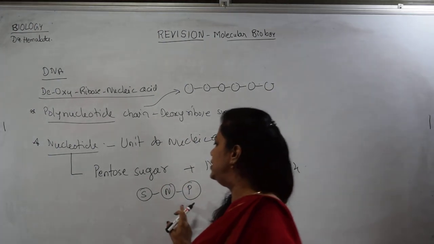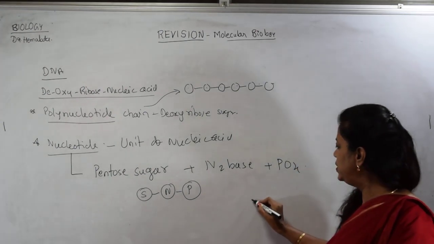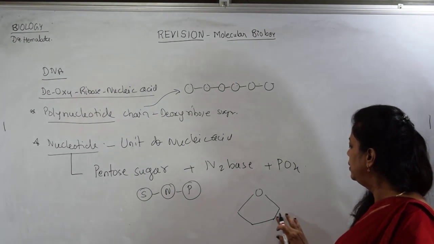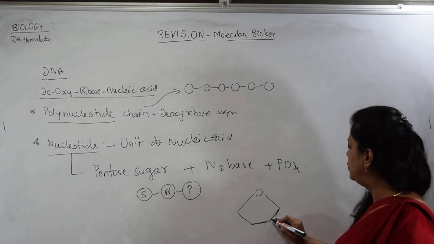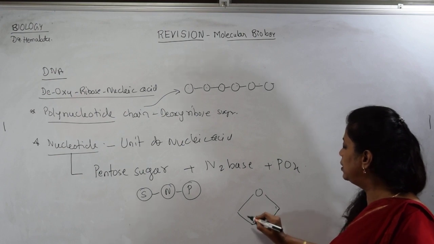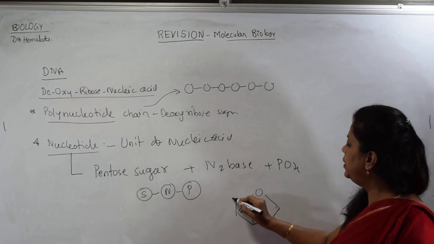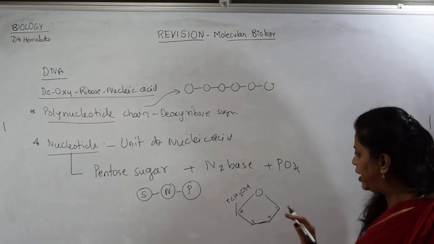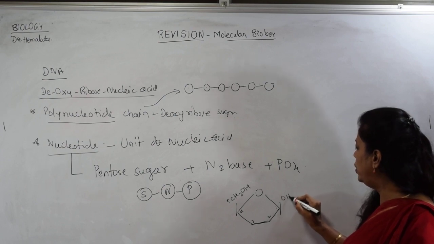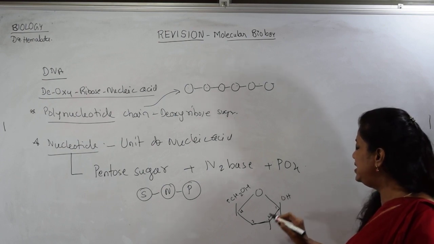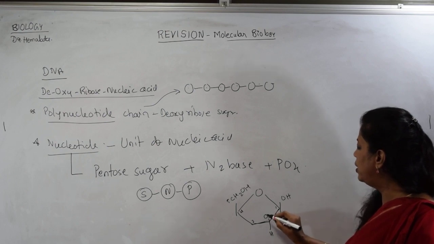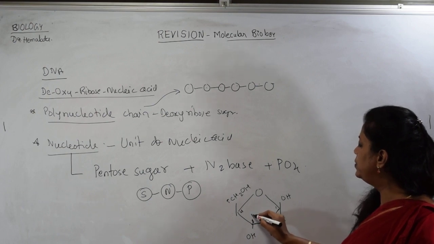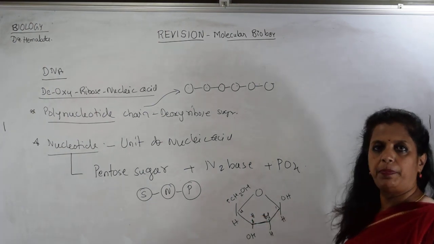Then how are they arranged? These things are arranged in some pattern. First is the pentose sugar, I am writing. The pentose sugar has 5 carbons, right? So this is the first carbon, second carbon, third carbon, fourth carbon. Then the fifth carbon is CH2OH. This is a 5 carbon compound. Here you get an OH group, here you get an H group. As it is DNA, you will get H here and H here. Here you get the OH group, here it is H and CH2. This is a pentose sugar.